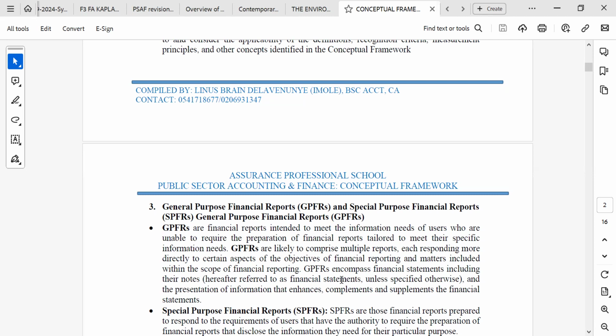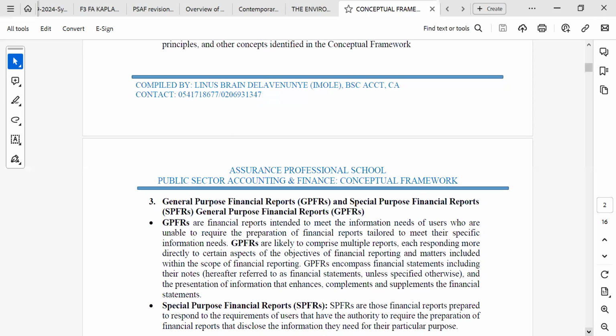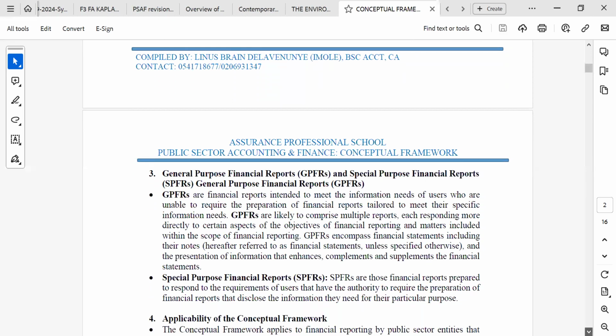These are always prepared on request. The special purpose financial reports are always prepared on request. Parliament will ask the Ministry of Finance to give them information on acquisition of assets. The information that they will be giving to them, you and I will not have access to it. So that will now be called a special purpose financial report. But a situation where the Minister of Finance will publish information on acquisition of assets, which all of us can have access to, that is what we call the general purpose financial report. Please, they can ask you to differentiate between the two.